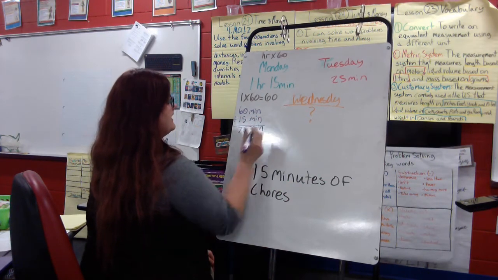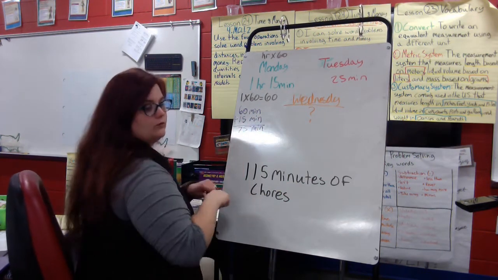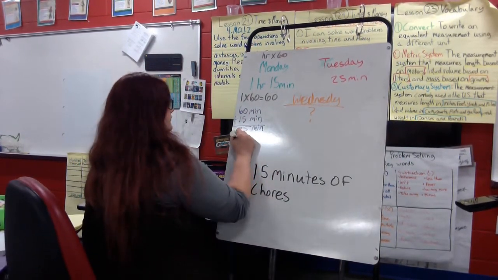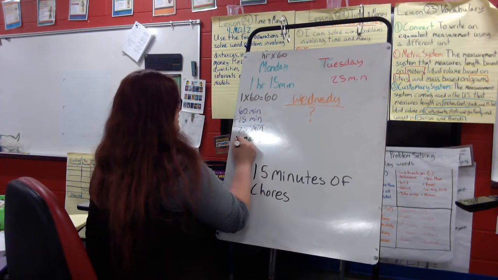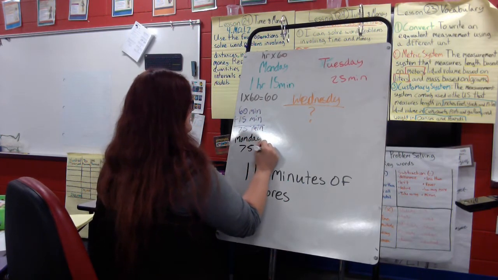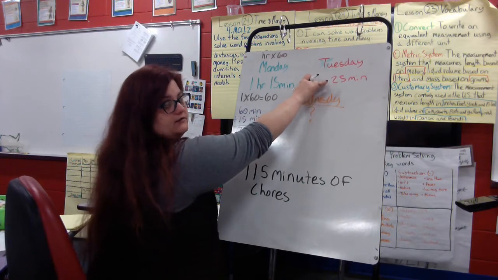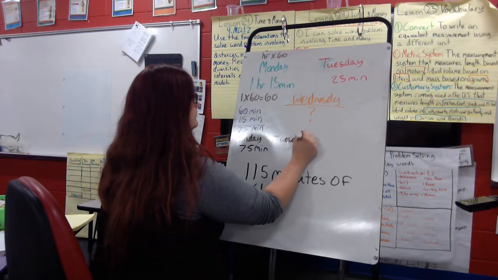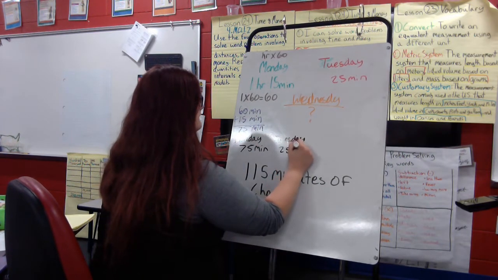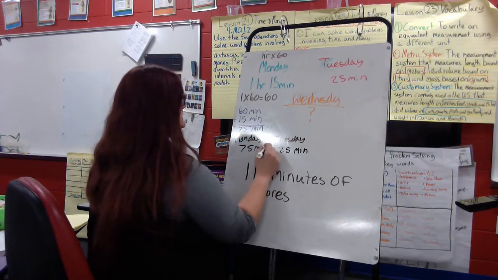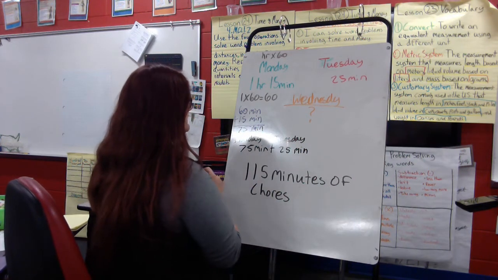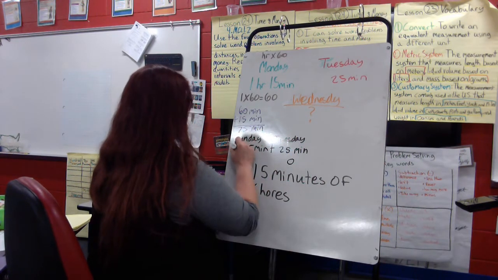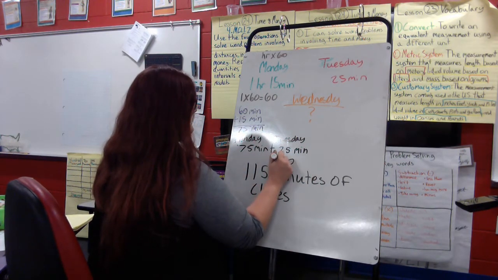So on Monday, we did a total of 75 minutes. Do we need to do anything to Tuesday? No, Tuesday is already in minutes. So on Tuesday we did 25 minutes. And all we need to do is add those two together. 75 plus 25 is, 5 plus 5 is 10. We carry the 1. 7, 8, 9, 10 is 100.